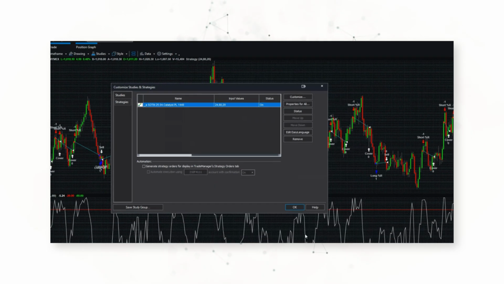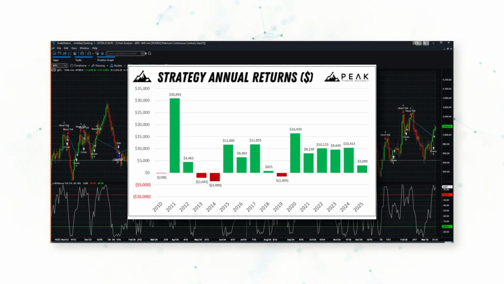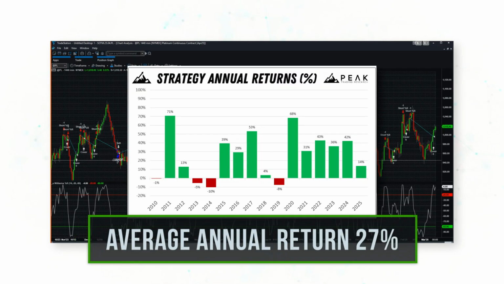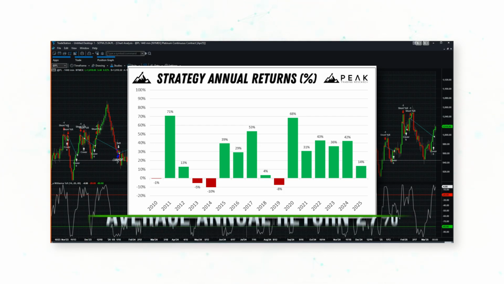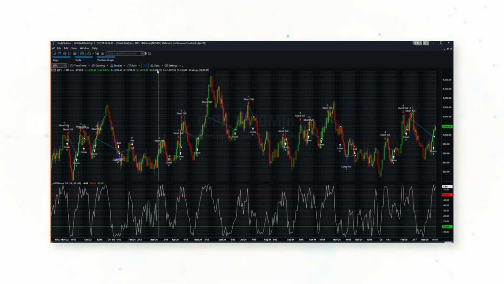And if we look at annual profit statistics, you can see that this strategy has been profitable in 12 of the past 16 years, and this strategy is off to a good start in 2025. This strategy has had average annual returns of $7,500 per contract with an average return on 2.5 times margin of 27%. Overall, this looks like a great systematic trading system for the platinum futures market.